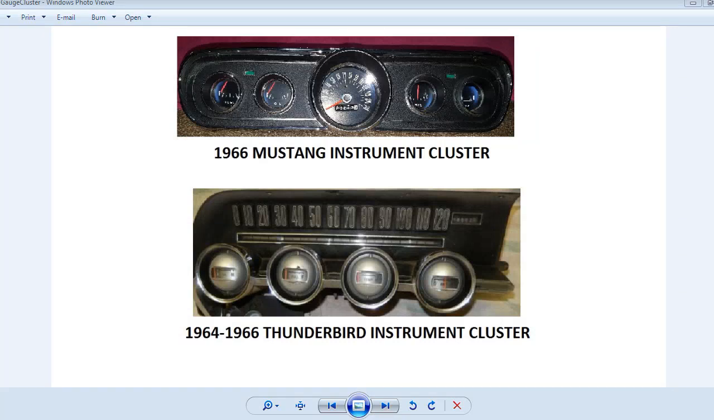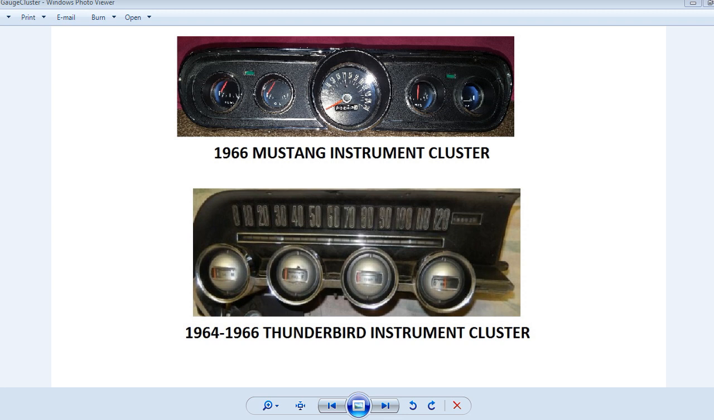This video is going to explain the operation of the early Ford gauges. Shown is a 1966 Mustang instrument cluster of the 5-dial type. Also the 4-gauge instrument panel of a 1964 through 1966 Thunderbird. Even though the physical construction and mounting of the gauges is different, they all have the same internal workings. This will be true for other Ford vehicles as well.